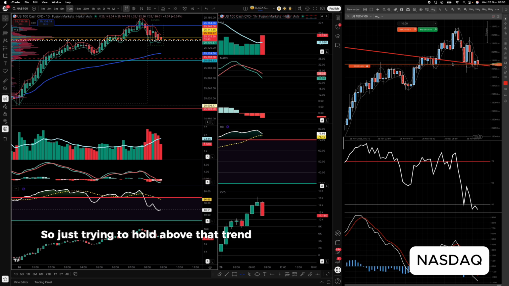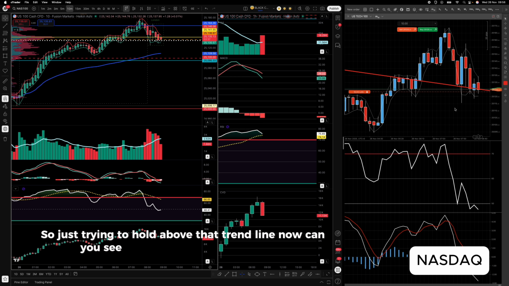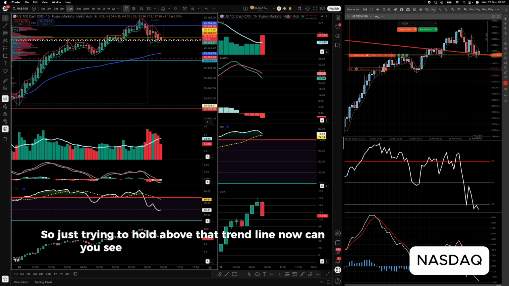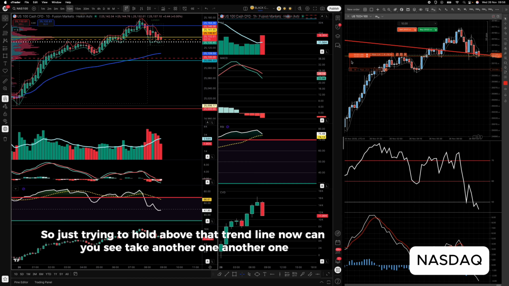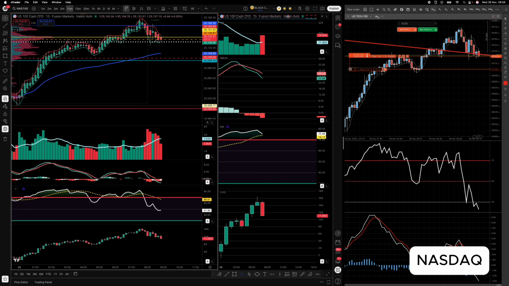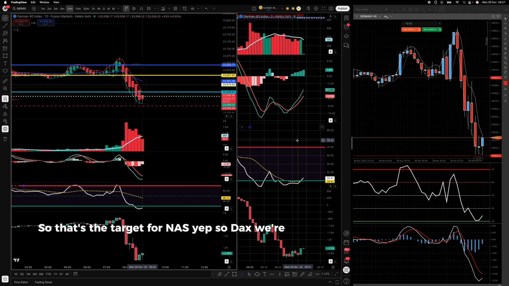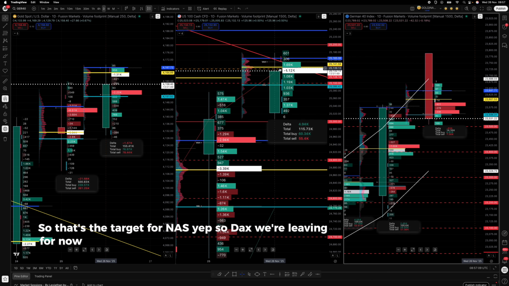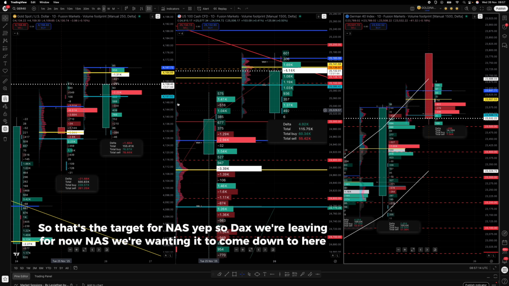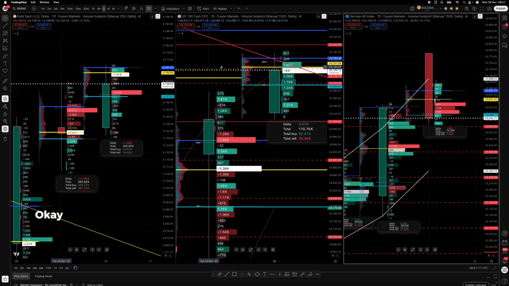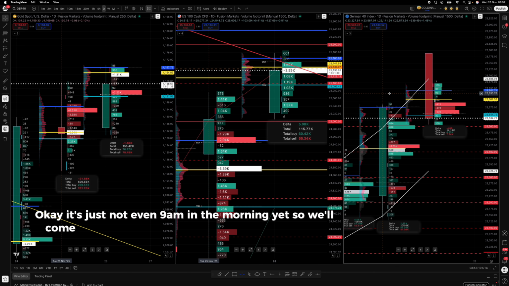It's trying to hold above that trend line now, can you see? Take another one. And another one. So that's the target for NAS. Sorry, DAX we're leaving for now. NAS, we're wanting it to come down to here. And gold we're wanting to come up to here. Okay, it's just not even 9 AM in the morning yet, so we'll come back and check on this shortly.